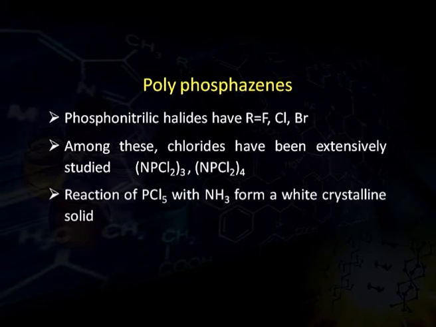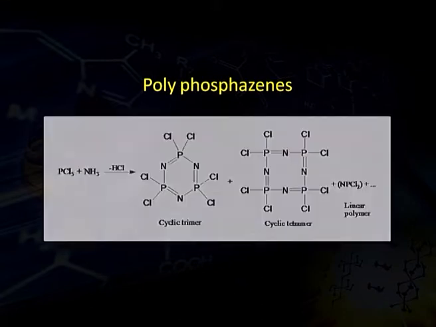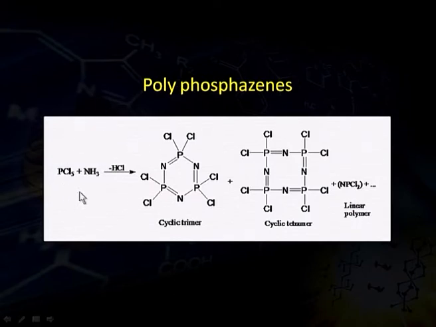Reaction of PCl5 with ammonia, or we can also react it with NH4Cl, forms a white crystalline solid. We can see here this phosphorus pentachloride, PCl5, reacts with ammonia, or we can also react it with NH4Cl. It forms a mixture of cyclic trimer, cyclic tetramer and some linear polymers, and this mixture is white crystalline in nature.